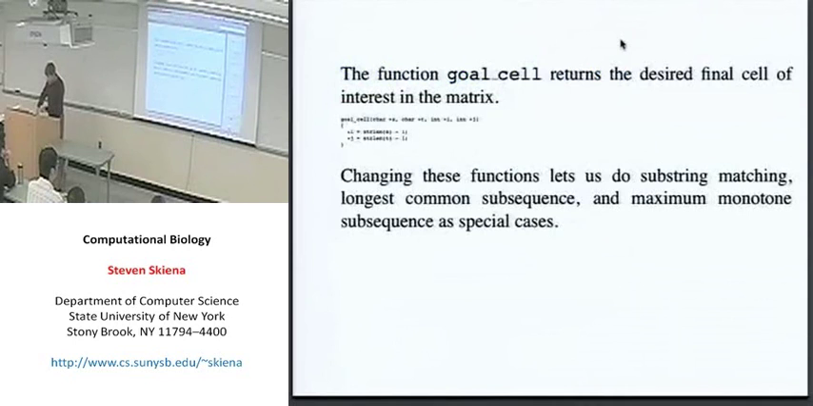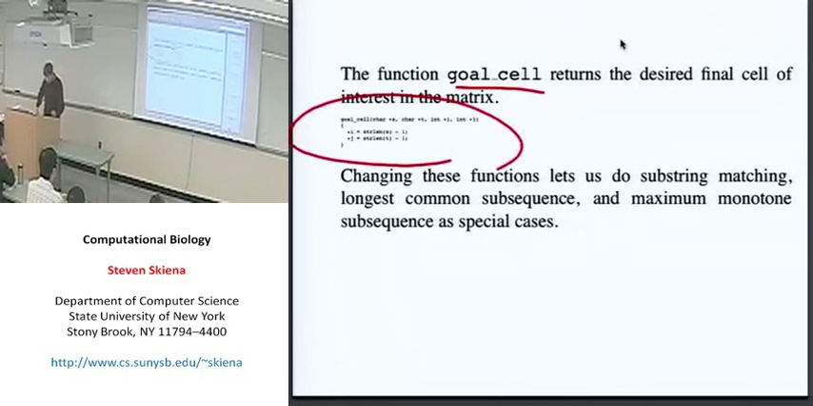I also have, I said, one other function, which was my goal cell function, which returns the final cell of interest. Here, the goal cell is always going to be the one that, if I am editing a string of length n into a string of length m, is the cost of editing the full string into the full string. So it is always going to be the length of the first string and the length of the second string, with the appropriate ±1 adjustments to make the indices work out right. Does everybody agree with that?